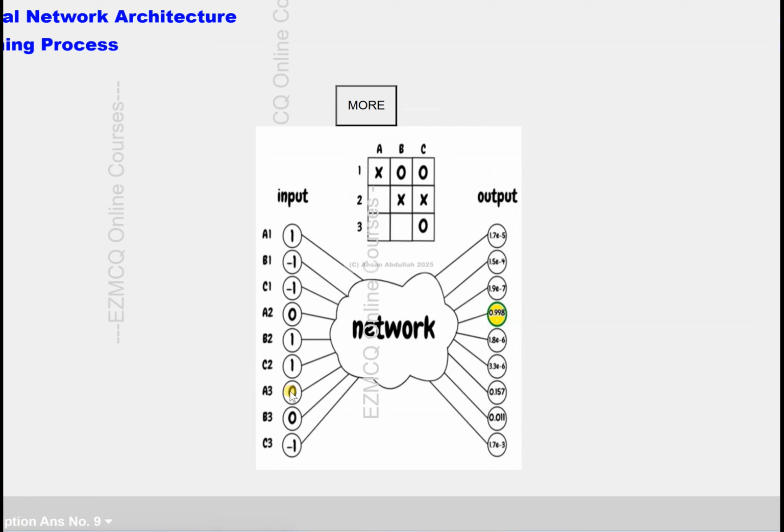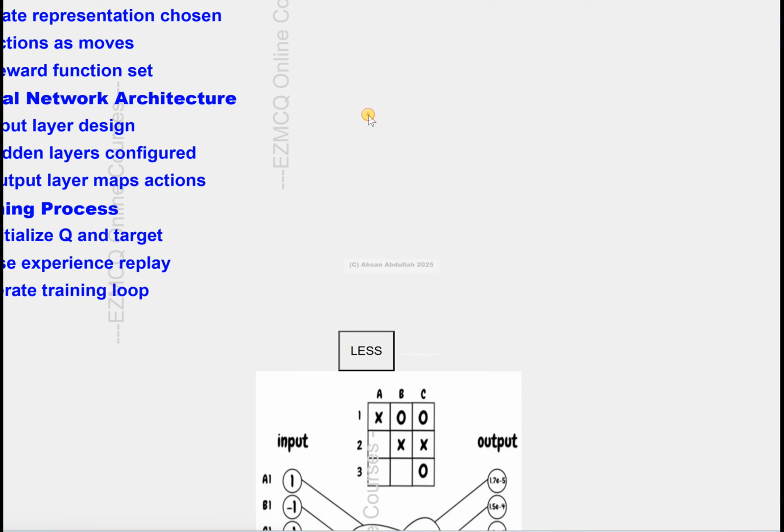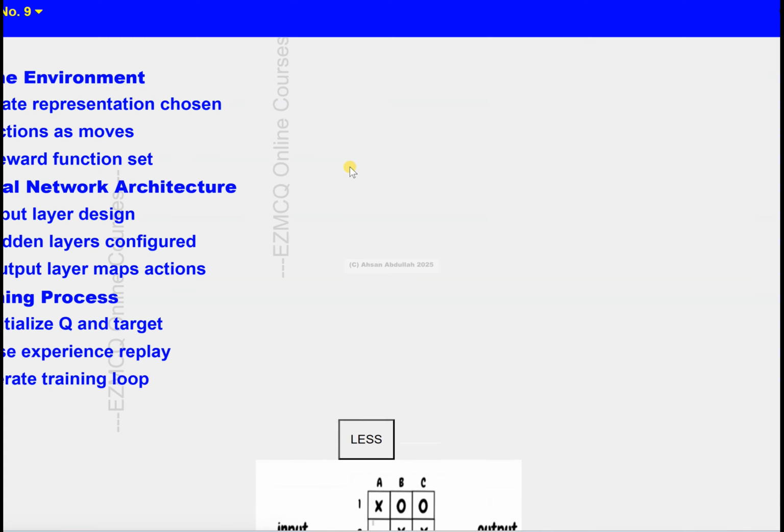So this is the input, and this is the output, and as you can see, this output, 0.998, has the highest value. If we look at the details, we need to define the environment. So there has to be a state representation, which I've already discussed, and then how to represent the actions. So what are the actions?